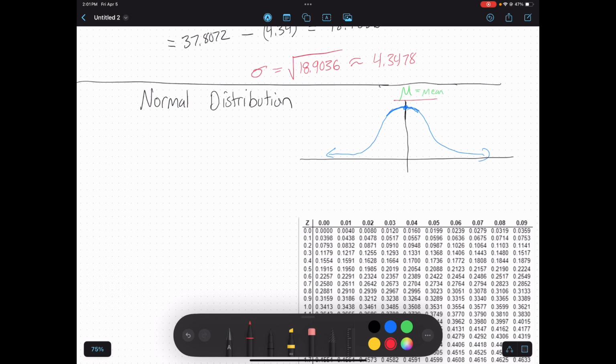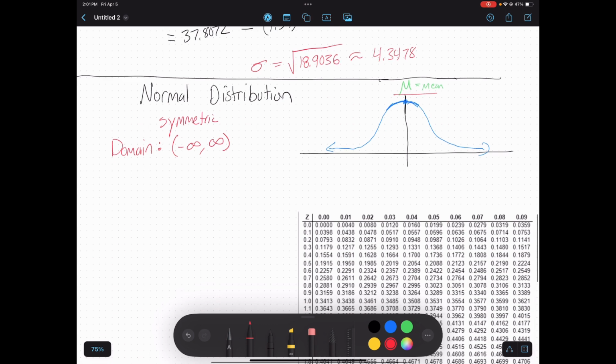And what's nice about the normal distribution is it's symmetric. It's the same on both sides of that dividing line. What's the dividing line? It's your mean, your average value. Okay, so it's symmetric. The other nice thing is that the domain covers all real numbers, so negative infinity to positive infinity. That's nice. I don't have to worry about limiting my domain.